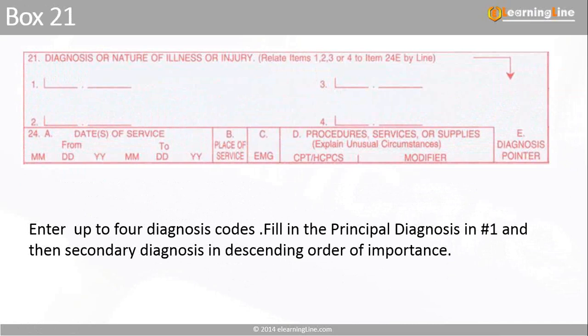Enter up to 4 diagnosis codes. Fill in the principal diagnosis code in number 1 and then secondary and so forth. That's how you move on. So primary, secondary, tertiary, all these go in a sequence because these are the revenue for the insurance company. And if you are not capturing the revenue properly, you are not going to get the money from the state or from the government as a reimbursement for the Medicare and the Medicaid.